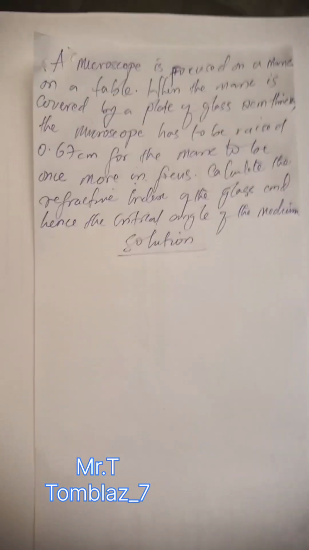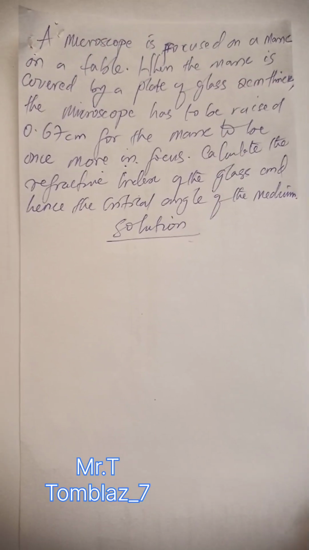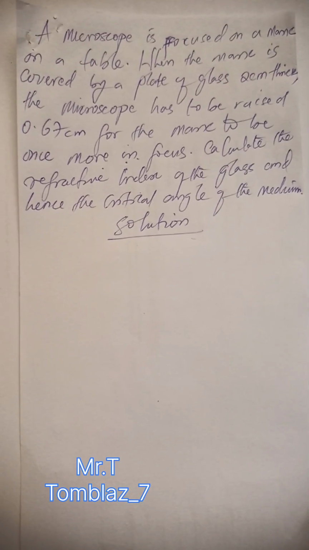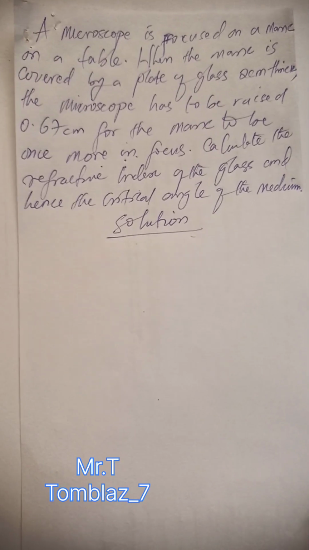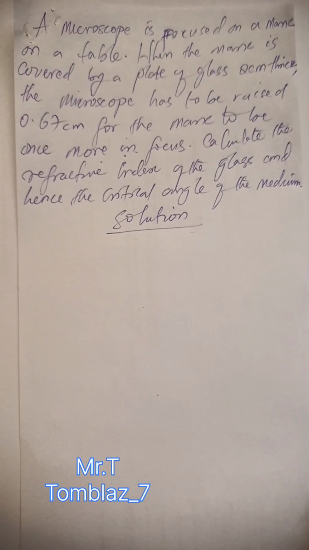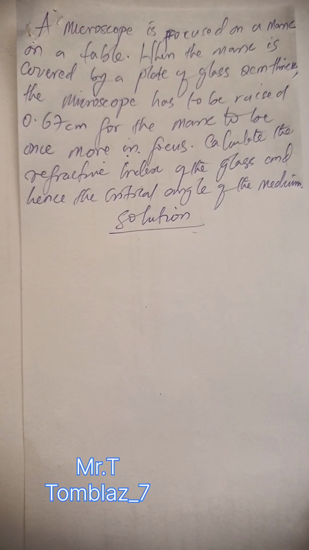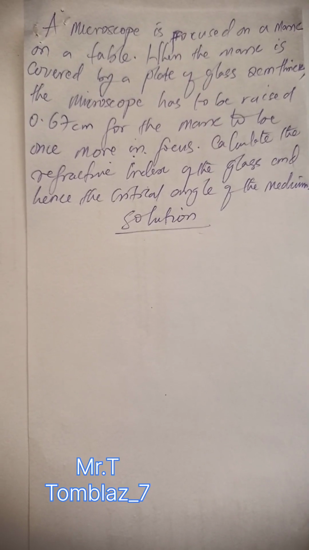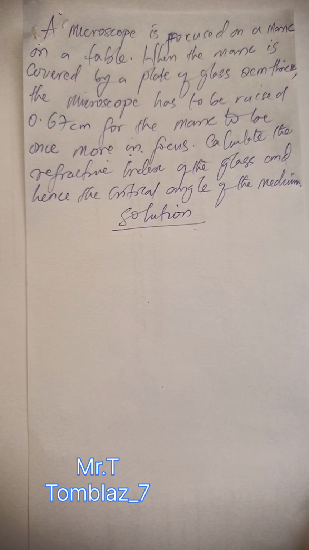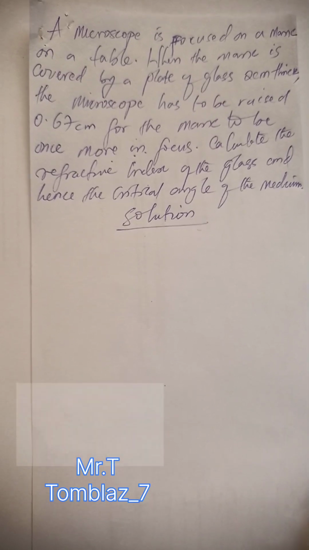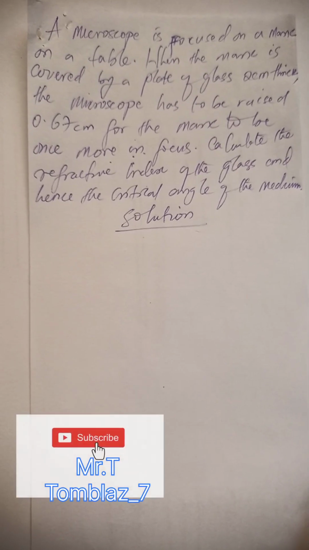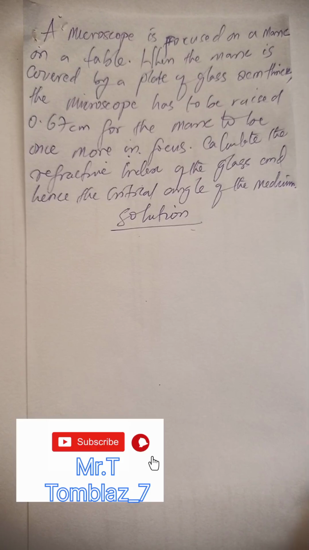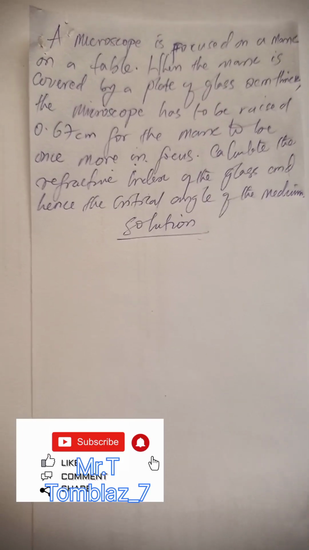Okay, so this question said a microscope is focused on a mark on a table. When the mark is covered by a plate of glass 2 cm thick, the microscope has to be raised 0.67 cm for the mark to be once more in focus. Calculate the refractive index of the glass and hence the critical angle of the medium.